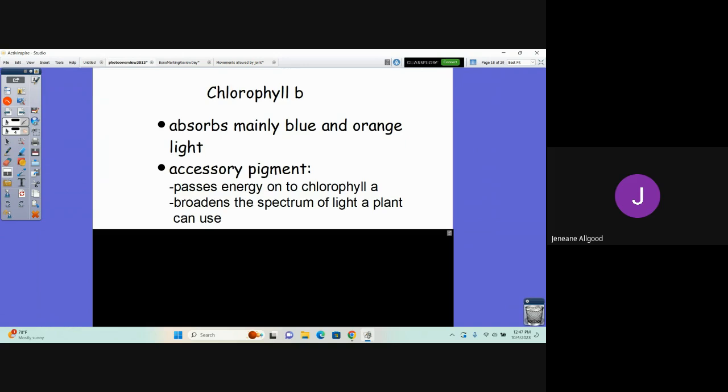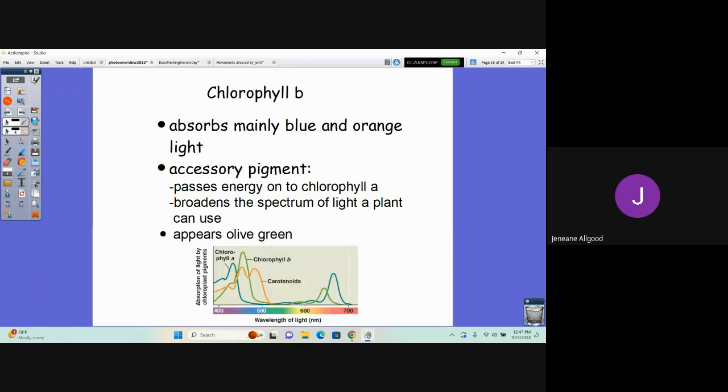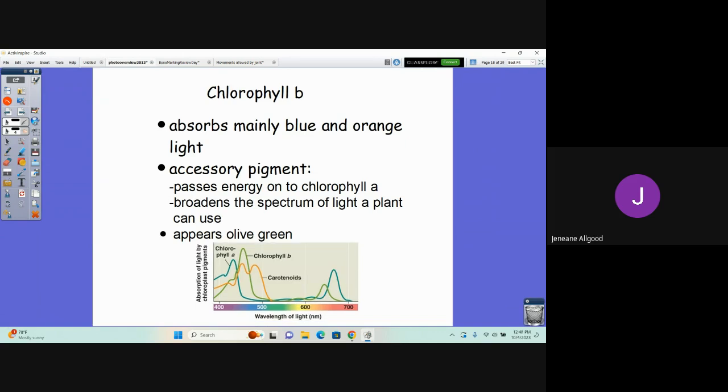Like we said, chlorophyll A is going to be the main pigment, so chlorophyll B will absorb whatever it's going to absorb, and then it's going to pass that light energy to that main molecule of chlorophyll A that's going to be located in our reaction center. And then finally, it is going to appear more of an olive green, which you can kind of see in that absorption spectrum picture. Make sure you can see how this first bullet is shown on this absorption spectrum graph. We've got a peak over blue, we've got a peak over orange.